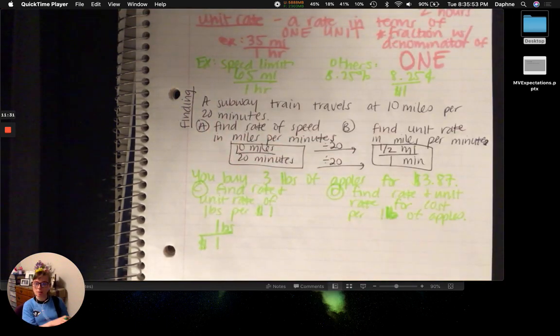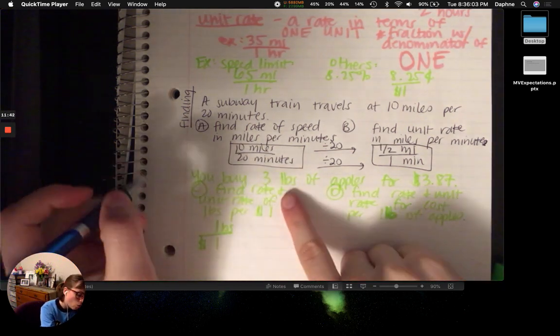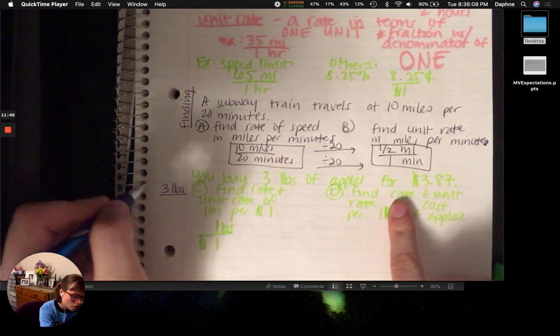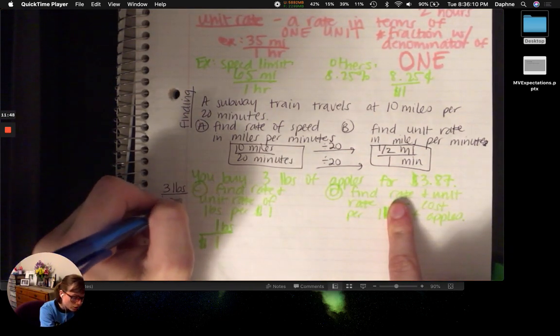Boom. I know my denominator has to be $1. I know my numerator has to be pounds. So I need to figure that out. Now, the only information I know, I'm going to write this in black so we can see it. So I only know that I buy 3 pounds of apples for $3.87.